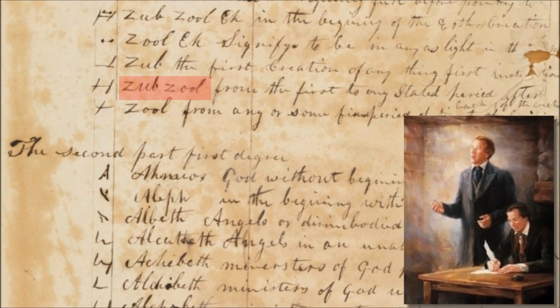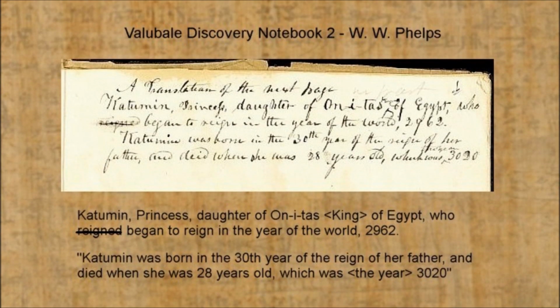Muhlestein's first example is the definition of Zub-Zul, which first appears in part 1 of the alphabets dealing with Ketumen. There, it only pertains to relative time, from the first to any stated period after. This evidently refers to the Ketumen passage in the valuable Discovery notebooks, which state, Ketumen, princess, daughter of Onitis, king of Egypt, who began to reign in the year of the world 2962.